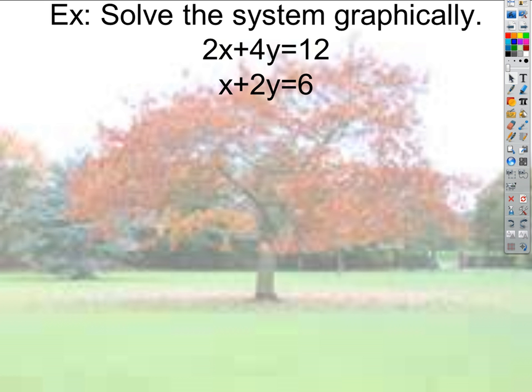Okay, did we get this? No, still working on it. Okay, while you're working on it, I'll pull up the graphing calculator.